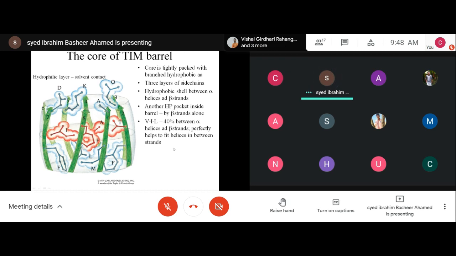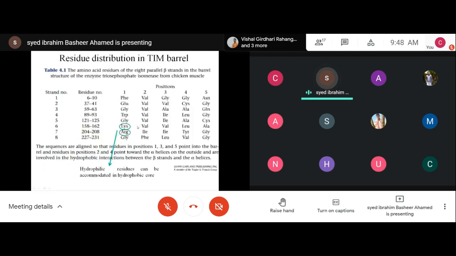So you can see here the position of the beta strands. First strand, second strand, third strand, fourth strand, and fifth strand. Here the first strand is made up of residues 6 to 10. The second strand is made up of residues 37 to 41, and so on.